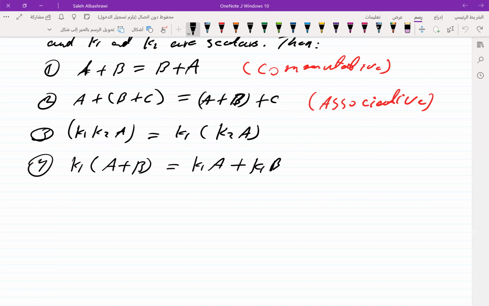Number 5, K1 plus K2 times A equal to K1A plus K2A. These are some basic properties of the addition of two matrices and the scalar multiplication of a matrix.